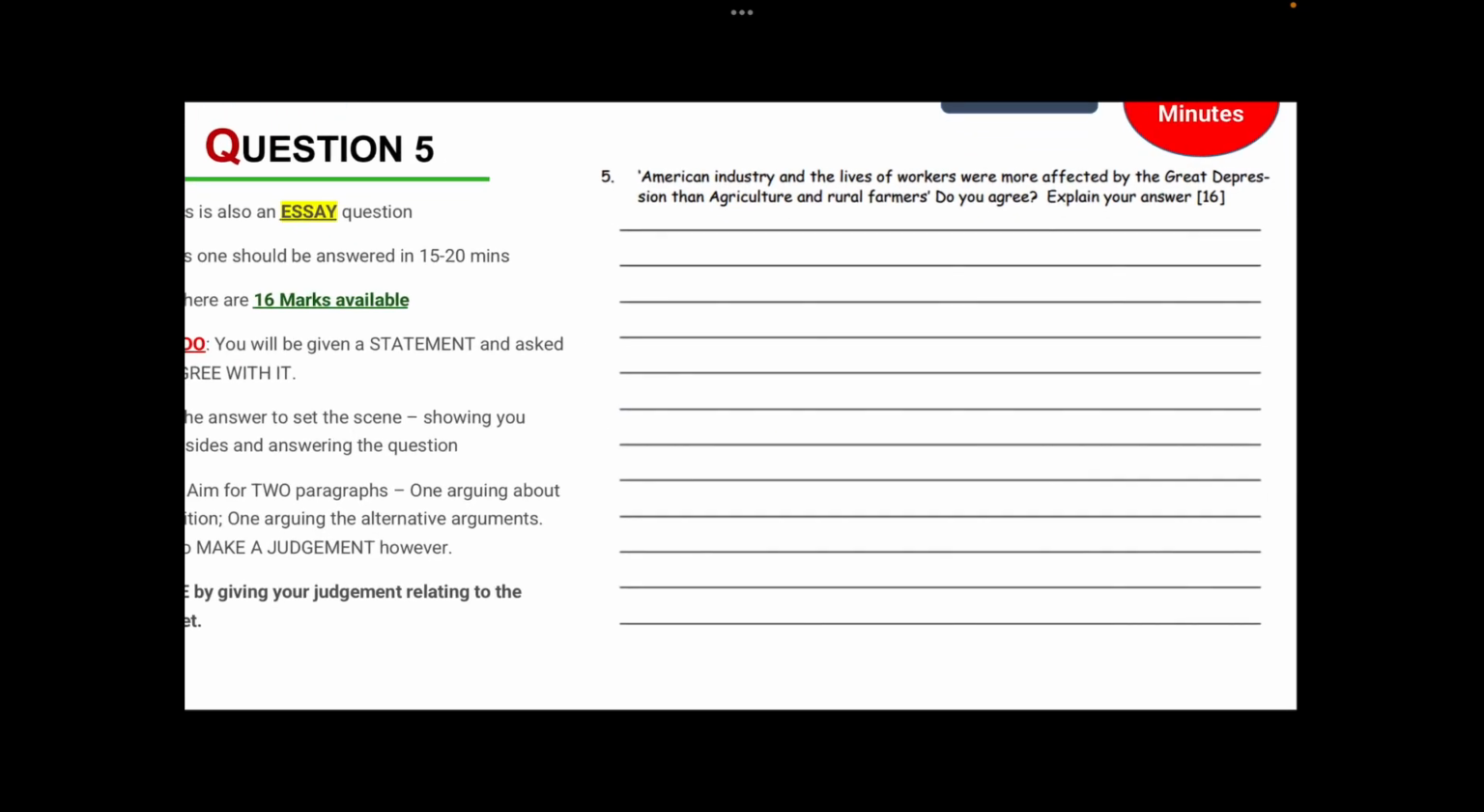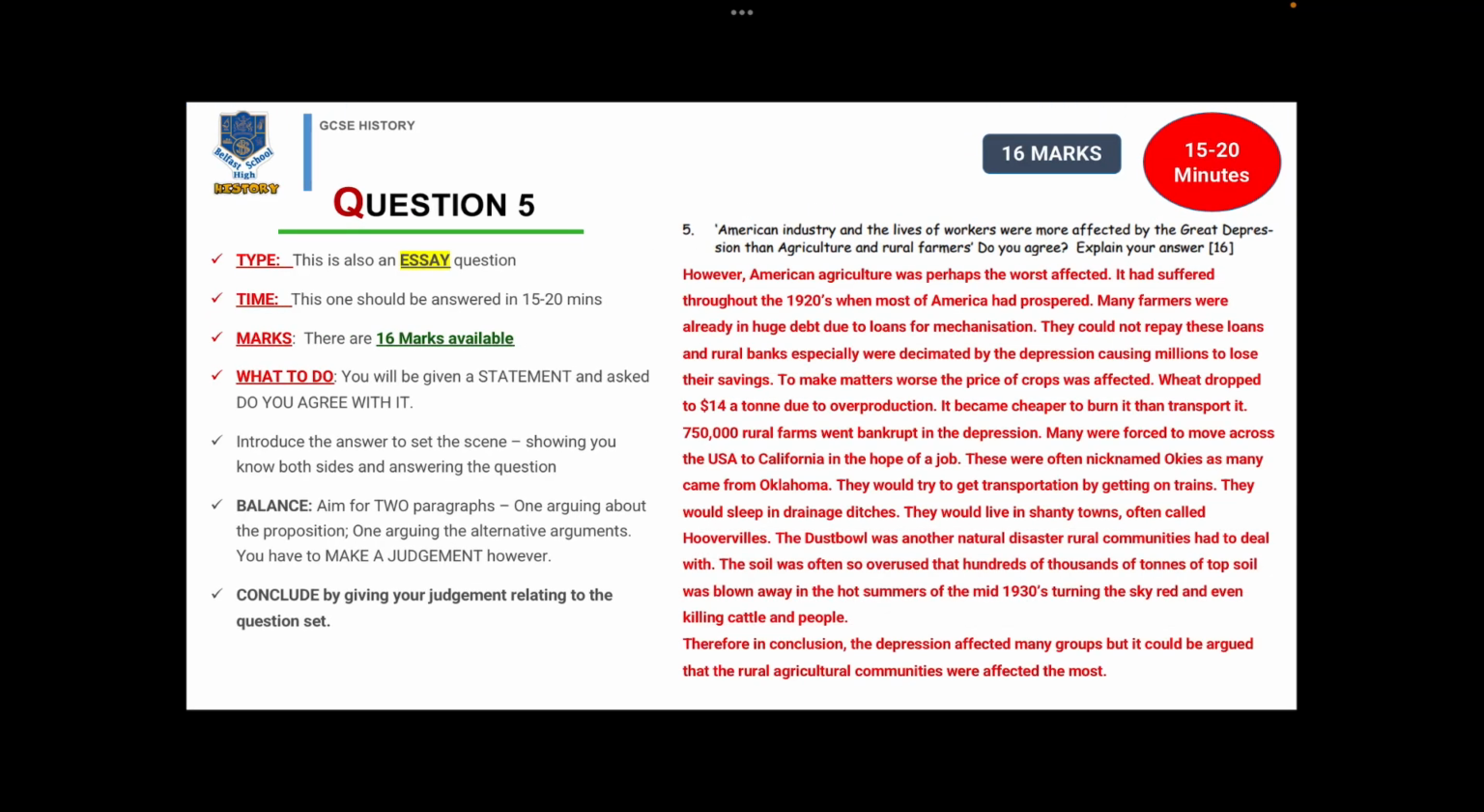You then have to do the other side, okay? So the other side of the argument then is this. However. That "however" is a good way to start the counter argument. It's a good pointer. American agriculture was perhaps the worst affected. That tails into my judgment. It had suffered throughout the 1920s when most of America had prospered. Many farmers were already in huge debt due to loans for mechanisation. They could not repay these loans, and rural banks especially were decimated by the Depression, causing millions to lose their savings. To make matters worse, the price of crops was affected.